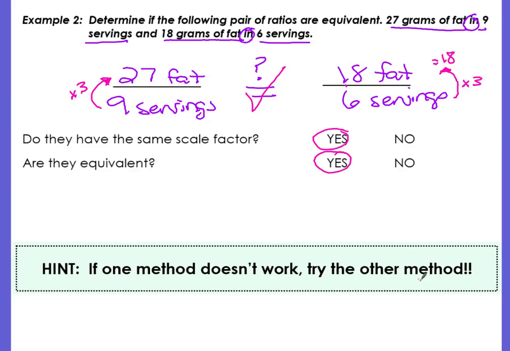If one method doesn't work, try the other method. This is a hint. What you could have done here, instead of looking for the vertical scale factor, is you could have simplified. Let me do it in blue. Actually, I could find the unit rate here because 9 divides into 27 with no remainder. So if I find the unit rate, this would be a 3 to 1. Come over here, find the unit rate. Let me put a box around it to keep it separate. 6 divides into 18 3 times, so this would be a 3 to 1 unit rate as well, and they're the same. Okay, I think you're ready to do your independent practice.